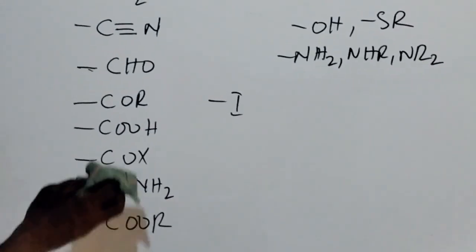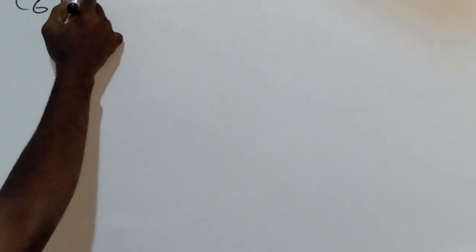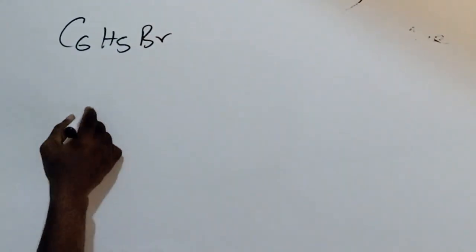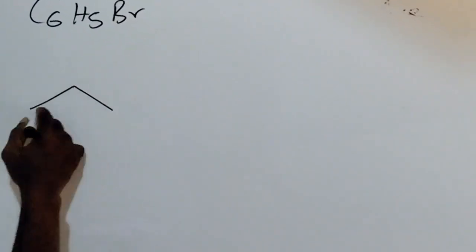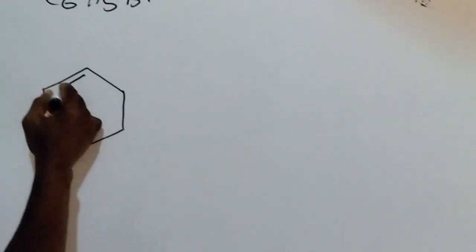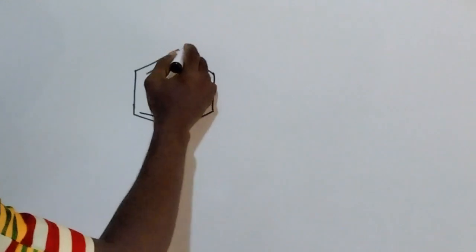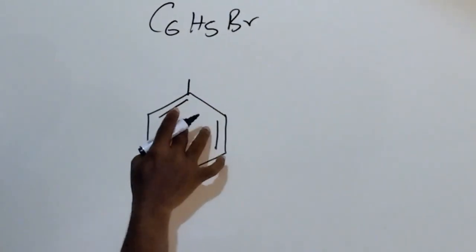So having done that, the next thing we're going to do is illustrate inductive effect in some molecules. So for instance, let's look at bromobenzene. Bromobenzene has the formula C6H5Br. If I draw the structure of bromobenzene, this is the benzene ring, a kind of hexagon with alternating double, single, double, single, double bonds, with the bromine atom on it. So this is the phenyl ring.